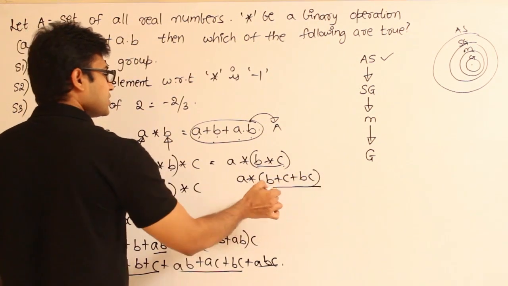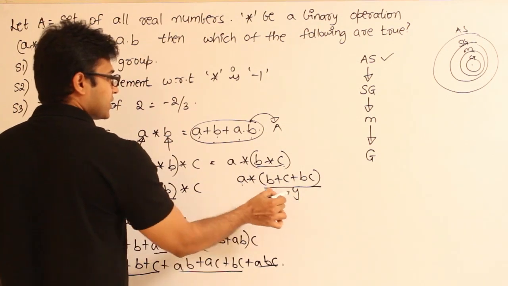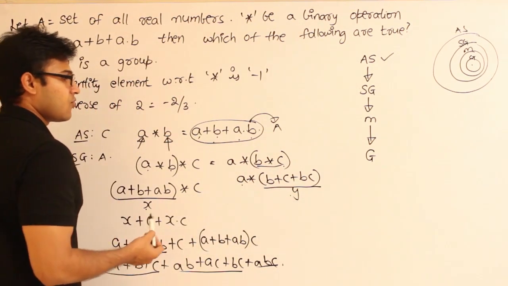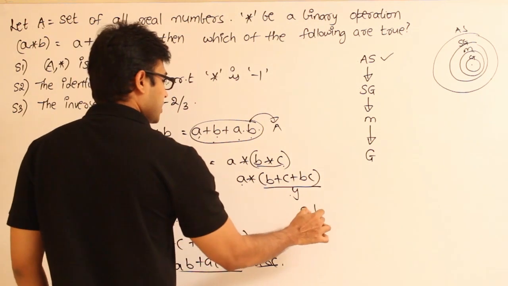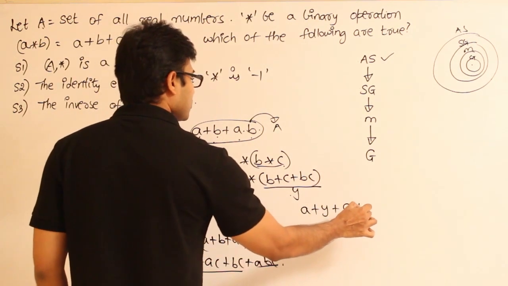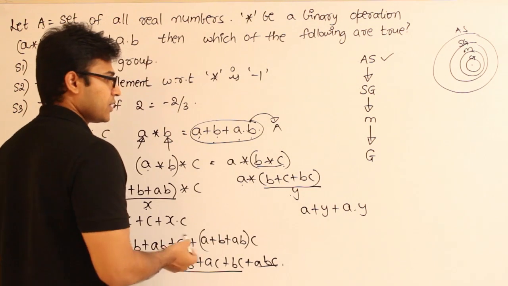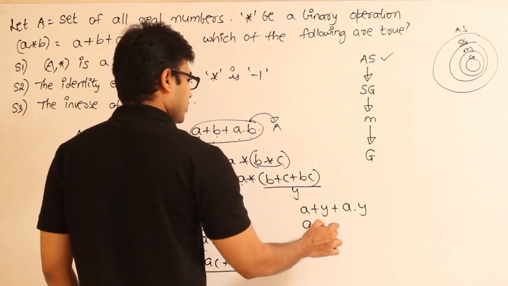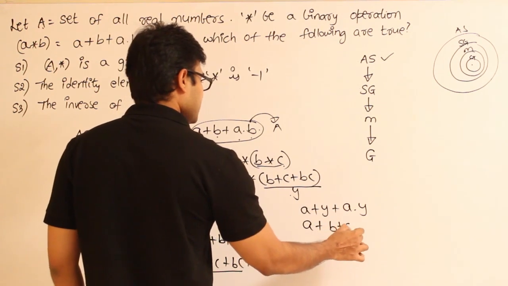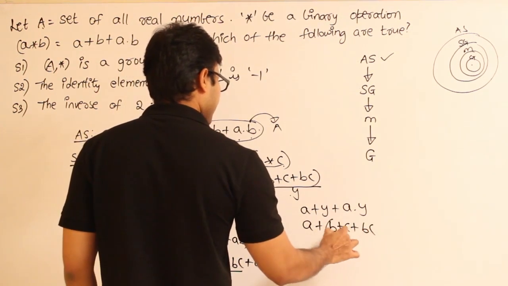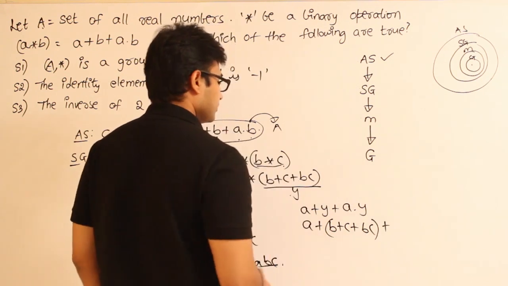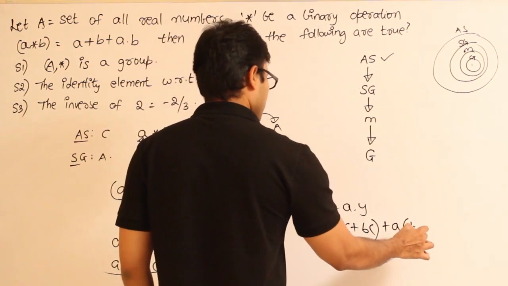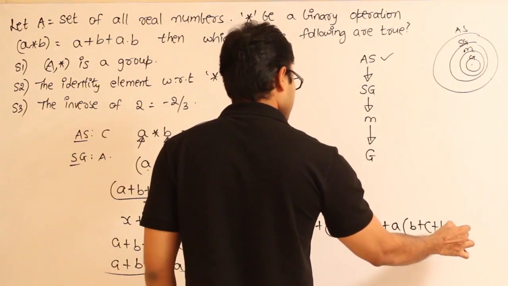And now you can substitute this one as y. Now you can think of this one as a star y. Now what is a star y? a plus y plus a into y. Now you can put in place of y this expression and expand it. Then what do we get? a plus, what is y? b plus c plus bc plus a into (b plus c plus bc).